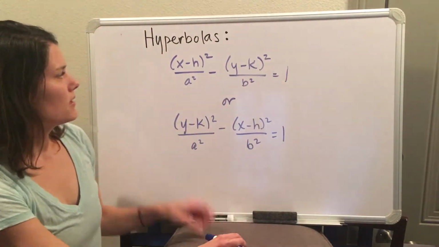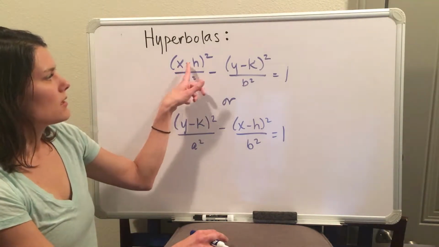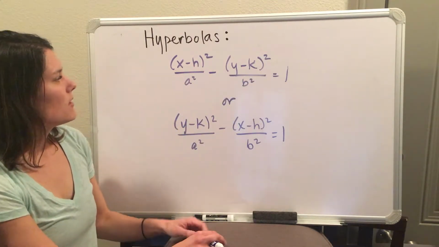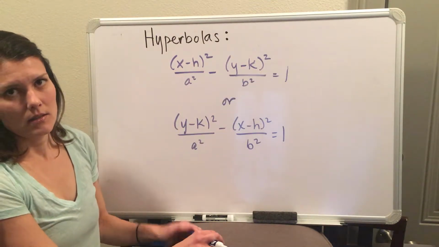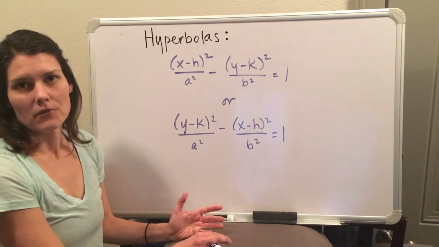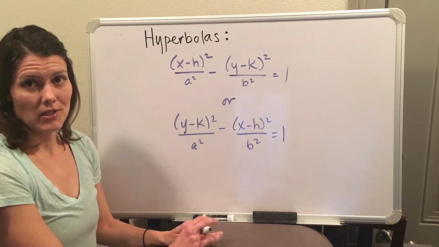You want the hyperbola to be in standard form, that way you can see all of its parts. You can see the center, which is the (h, k), and then you can determine the transverse axis and the conjugate axis from your a and your b, and then you can also determine your foci and your slant asymptotes as well. So let's do an example.